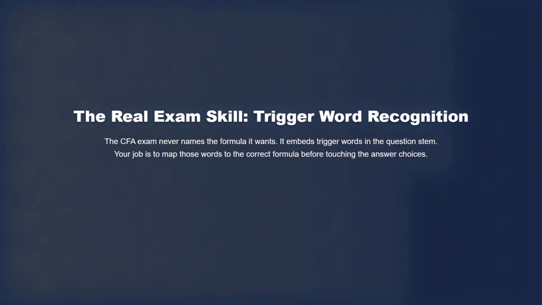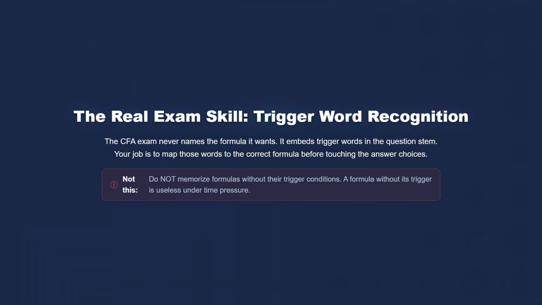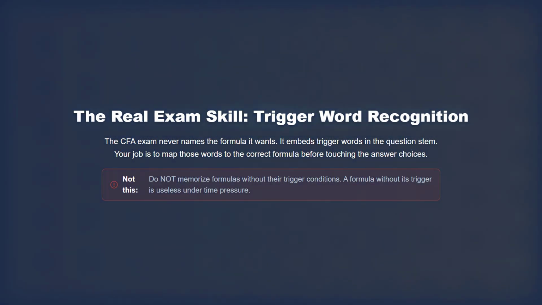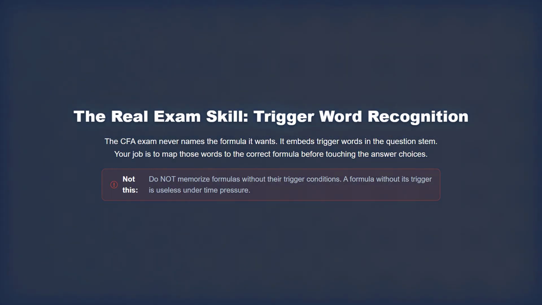Every formula in this reading is on that cheat sheet. But formulas alone are not what fails candidates. It is the trigger words. The exam never says, calculate the geometric mean. It says, an investor earned the following returns over 5 years. You must recognize that 5 years and annual returns means geometric mean.